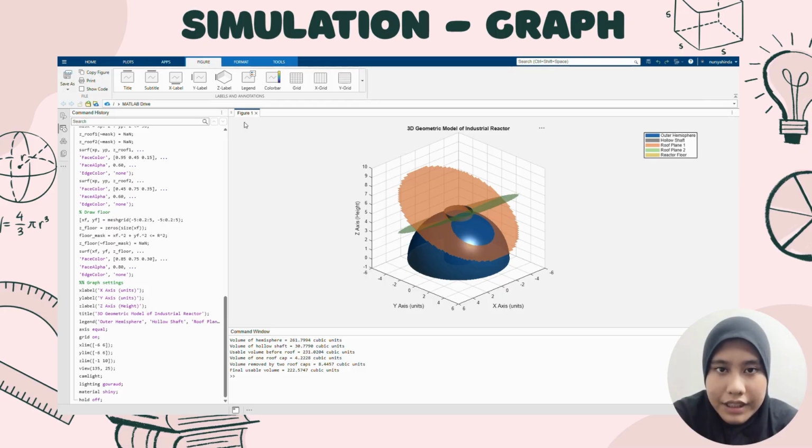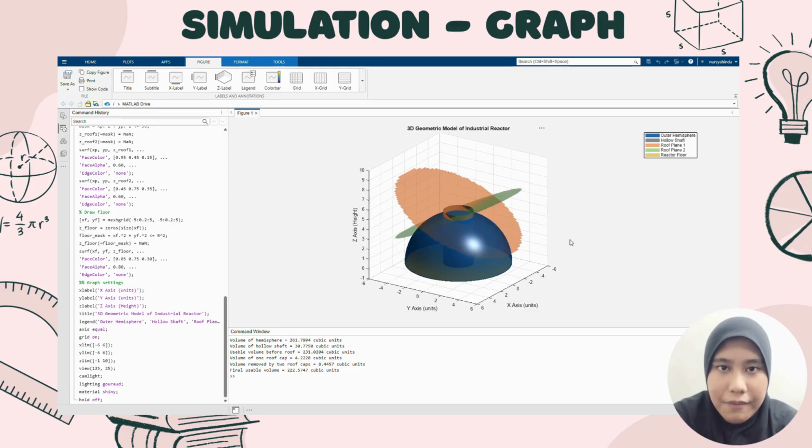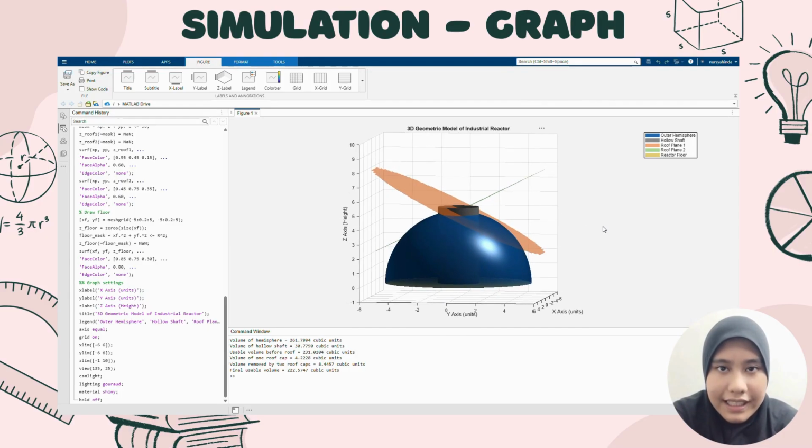Overall, the MATLAB simulation supports our manual calculation and helps us visualize the shape of the reactor more clearly.